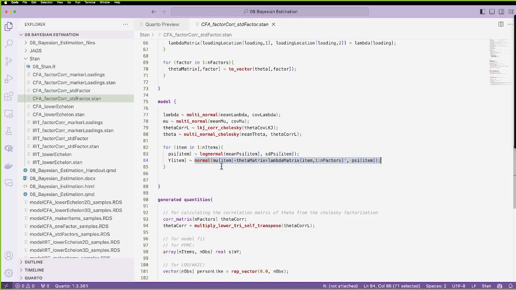Here, we take that and we disentangle the parts. Mu plus lambda times theta is the mean, right? What we expect y to be. We talked about that a few classes ago. And psi is our residual variance or unique variance. And we talked about that a few weeks ago too. How are we doing so far?